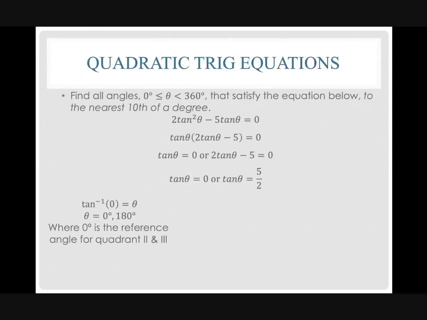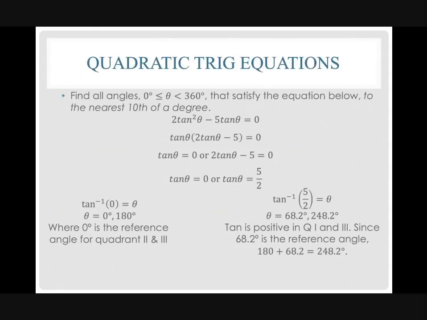And when we do that, we get 0 degrees, but 180 degrees would work as well, for quadrants 2 and 3. And the inverse tangent of 5 over 2 would be approximately 68.2. And since tangent is positive in the third quadrant and 5/2 is a positive ratio, we would add 68.2 to 180 degrees to get 248.2. Therefore, our final answer is these 4 degrees: 0 degrees, 68.2 degrees, 180 degrees, and 248.2 degrees.